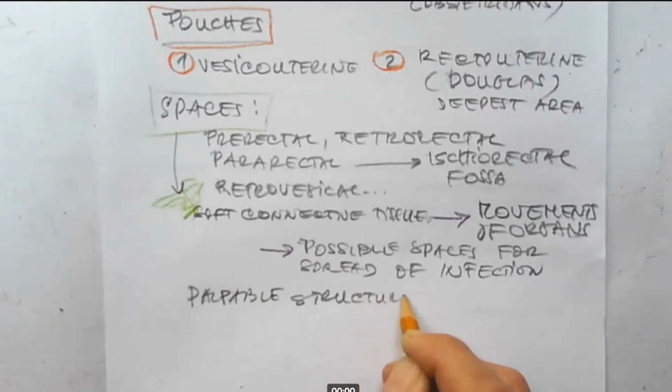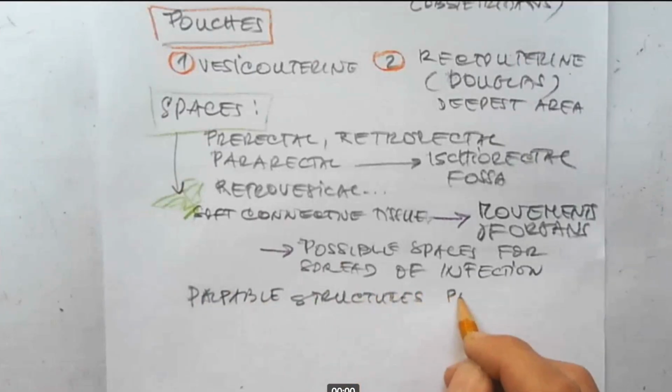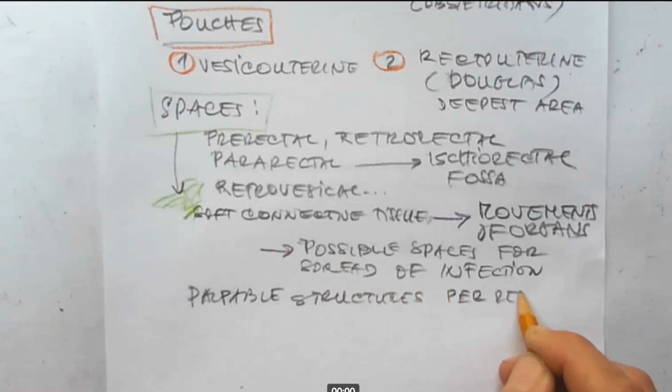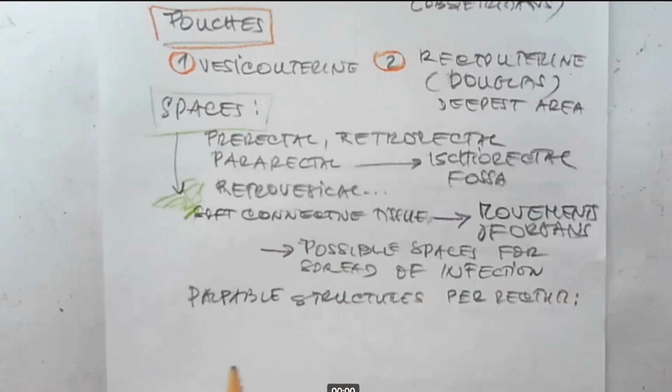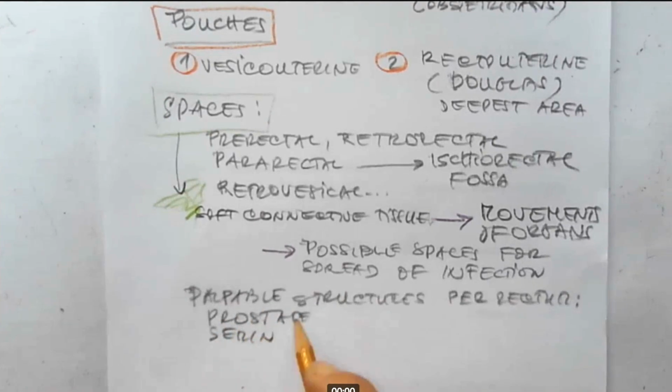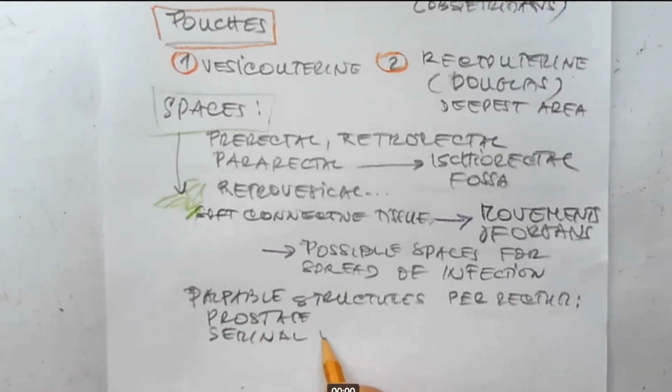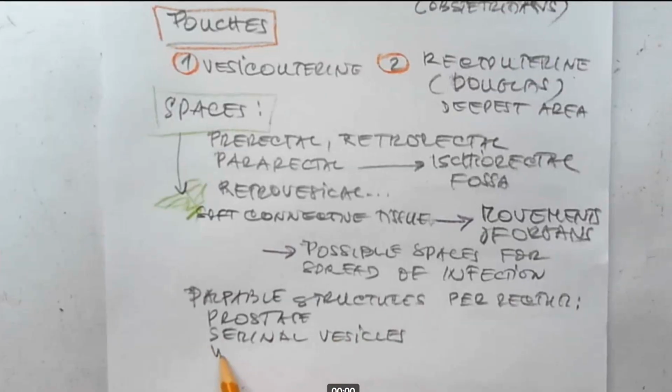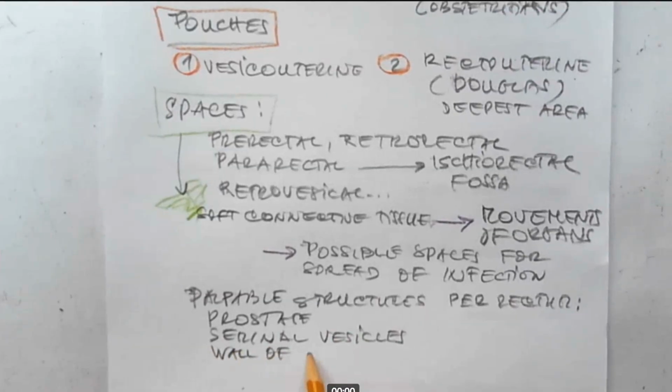Structures via, or we call it per rectum, it is possible to palpate and examine some organs. In men, definitely the prostate, then seminal vesicles, or vesicular glands. We can use this word, vesicles, yes, seminal vesicles, and also the wall of the anus.